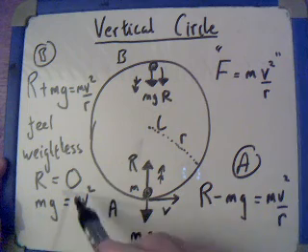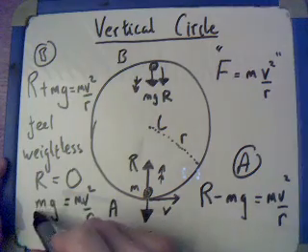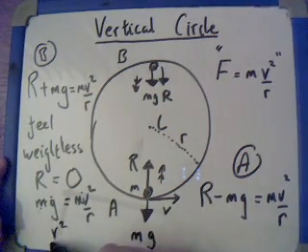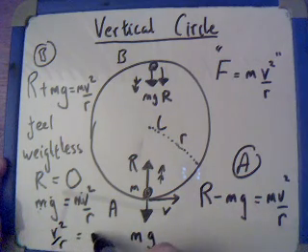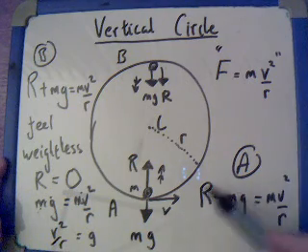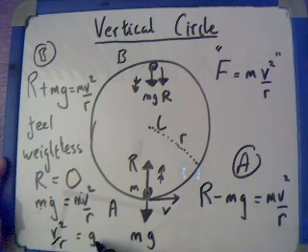Then the m's can cancel out, to give us that v squared over r is equal to g. So in any situation, independent of mass, to feel weightless on a roller coaster ride, the velocity squared divided by the radius of the circle is equal to g, which is of course 9.8 meters per second squared.